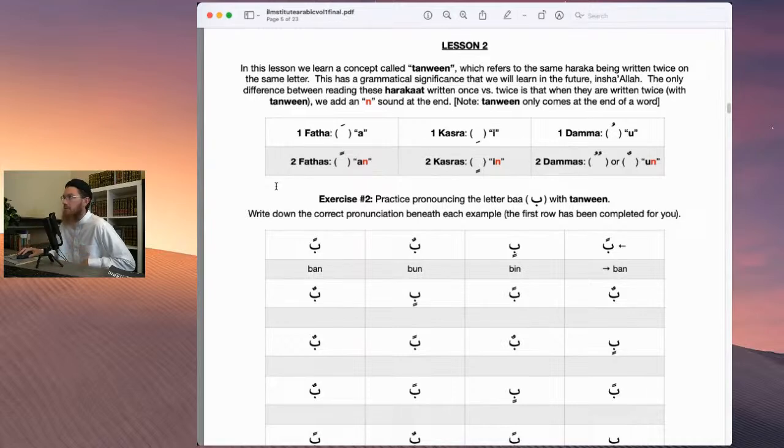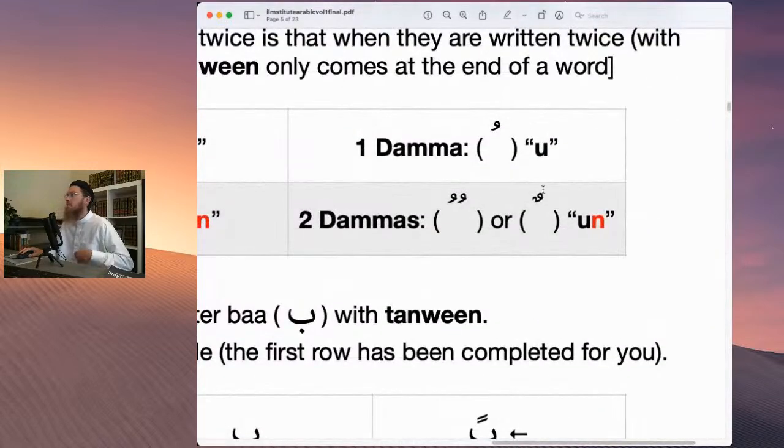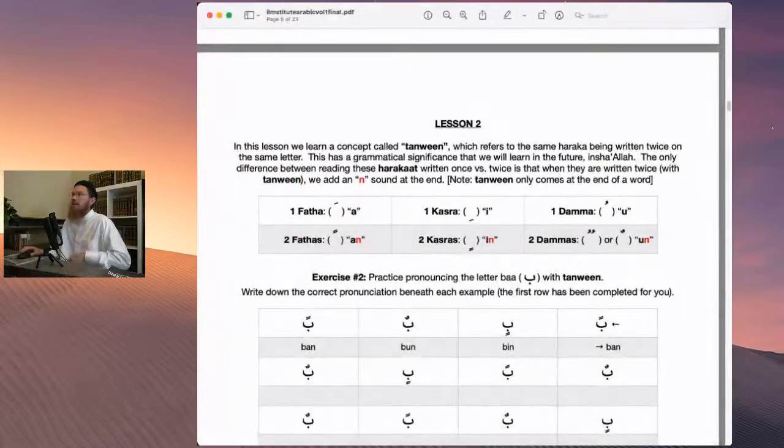So with two fathas, you write an A for the first fatha and N for the second fatha. You write an I for the first kasra and N for the second kasra. You write a U for the first dhamma and an N for the second dhamma. And one thing about the dhamma is that when it has tanween, you can write it either way, but throughout this book, we use this one. There's that little squiggle at the end that differentiates it. It's a bit subtle, but you can tell the difference, inshallah. This is one dhamma, and this is two dhammas. Or it can be written like that. And you just add an N at the end, all right?